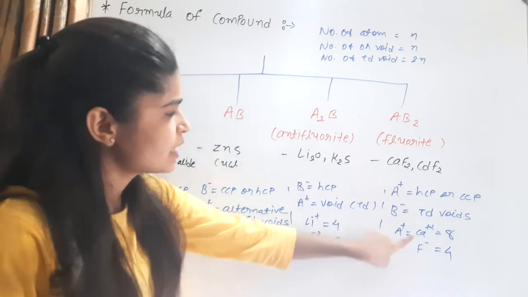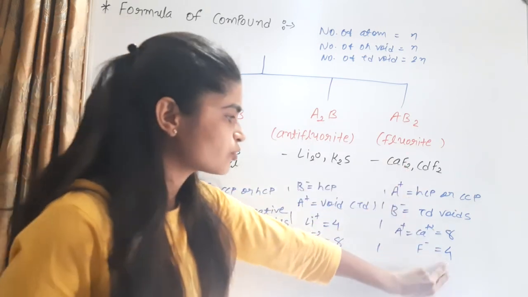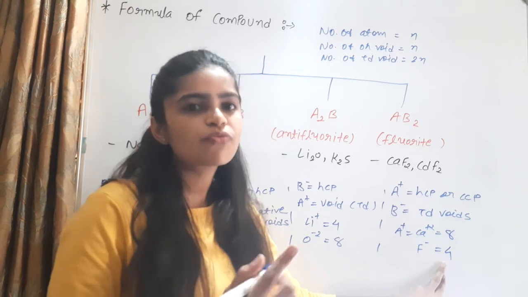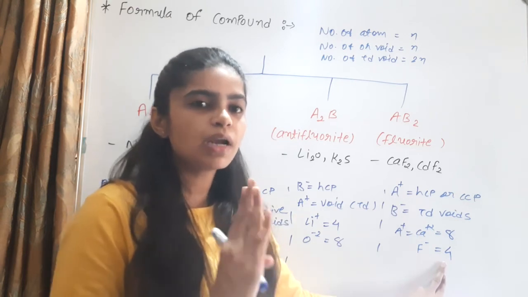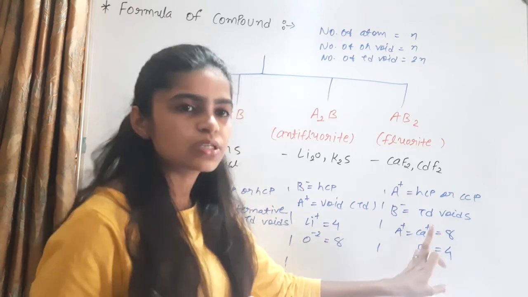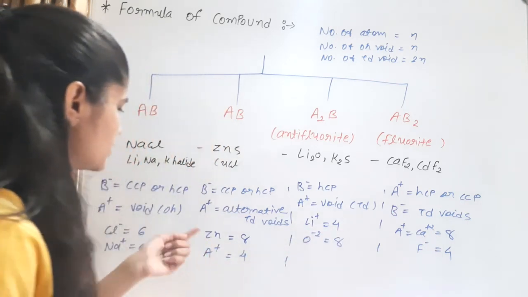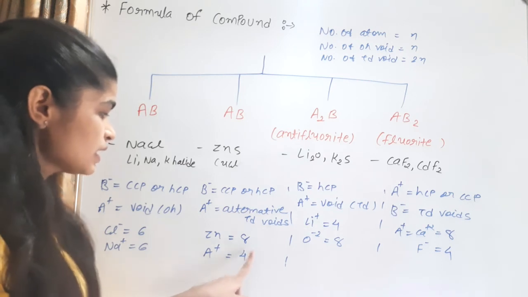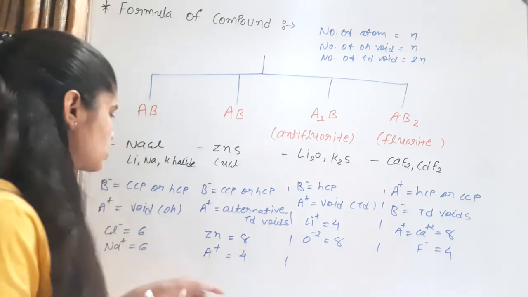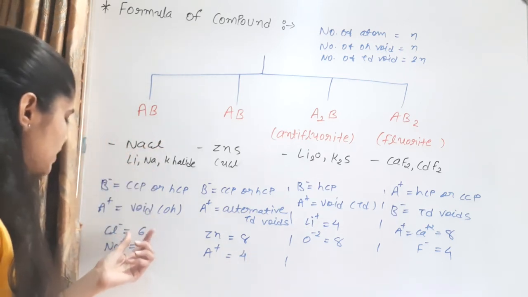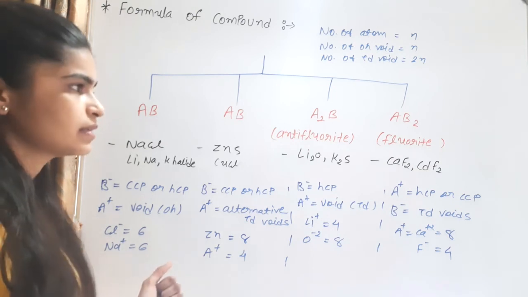That way Ca1 and F2, because the F minus coordination number is 4. So 2F2, coordination number 8. In this, Li plus 4 and O minus 2 8. Zn is 8 and 4 alternative corners. And NaCl, Cl minus 6 and Na plus 6.